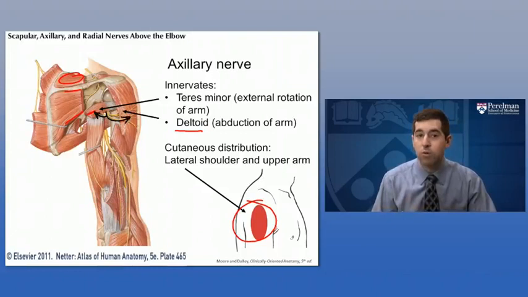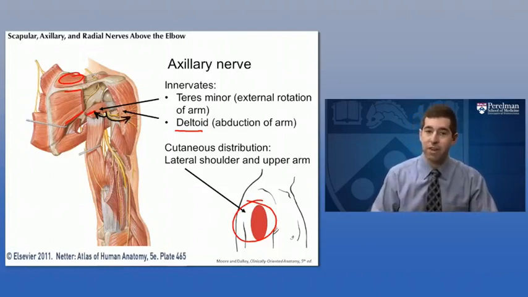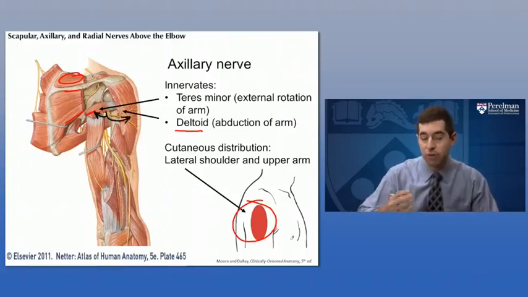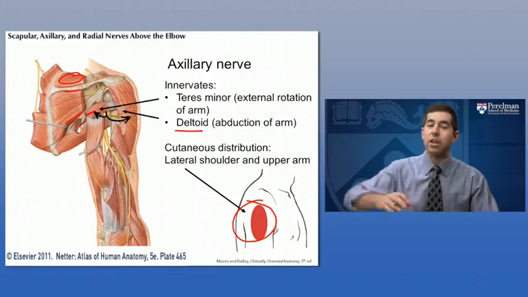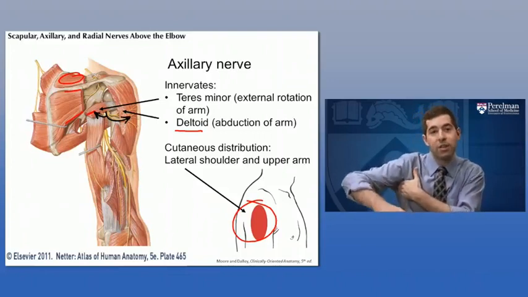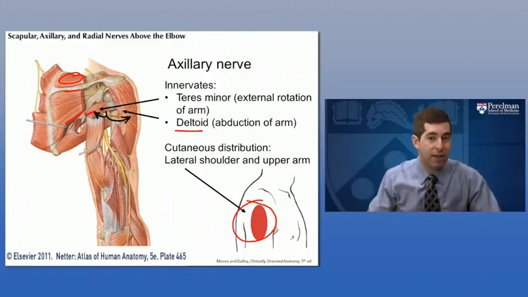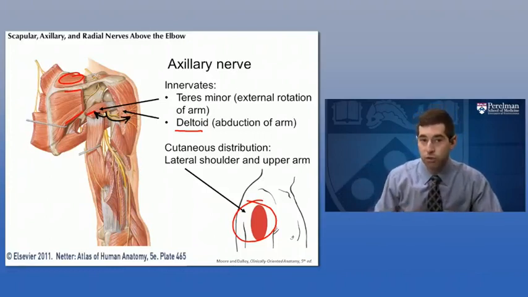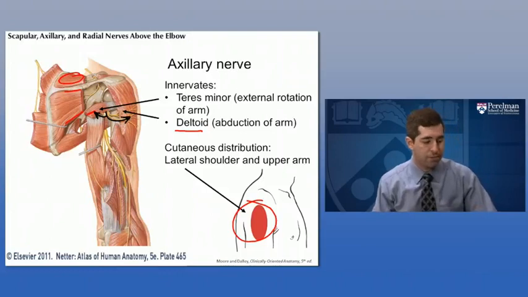Here we're looking at the posterior aspect, but you could certainly imagine if we were more anterior, and if we were looking from the anterior edge, that a crutch going into the axilla could cause compression of that axillary nerve along the bony structures, along the humerus at its most proximal end.